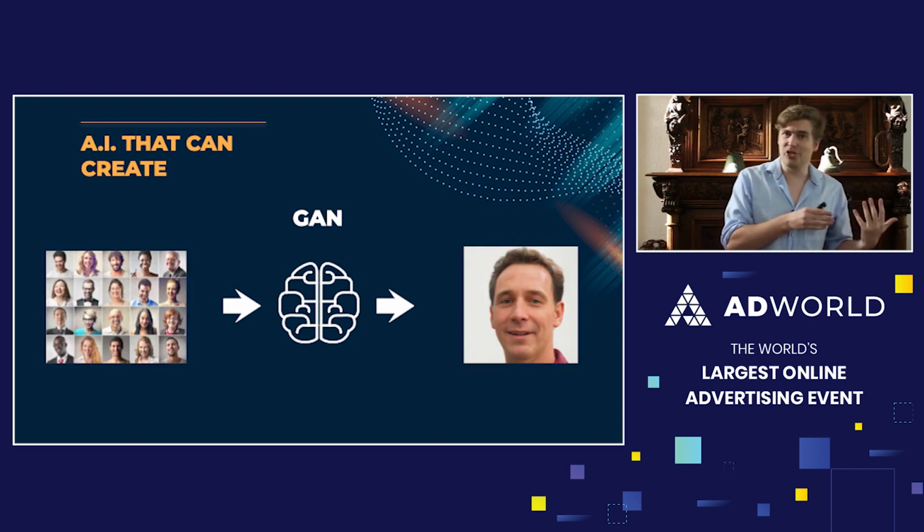We take a ton of human faces, and then we train our generative adversarial network, and then it creates a new face. This face is completely generated. It is not real. This person has never existed. I picked this face because I like it. I think he looks like an everyman.